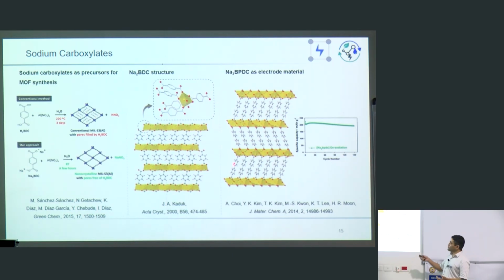So this is an example to show that if you take biphenyl dicarboxylate, the sodium version, and you put it into a sodium battery, you get very stable cycling over 150 cycles. Metal thiolates are another good example of this. So all of these molecules have MOF-like structures, and this is an example to show that they can be very useful battery materials as well.